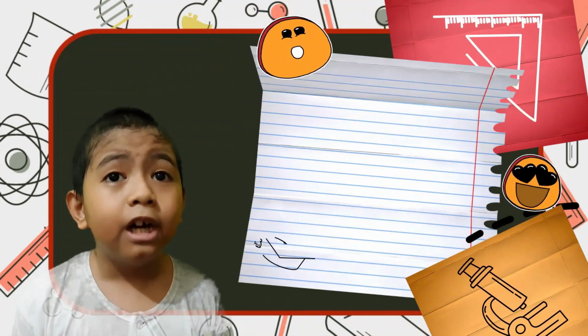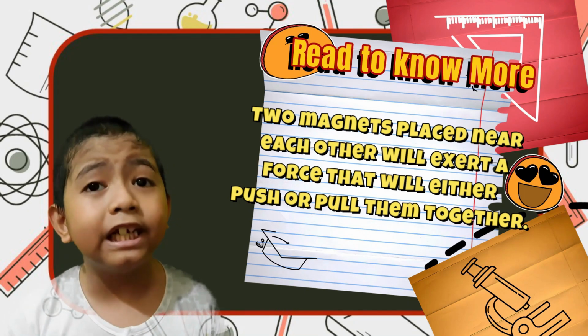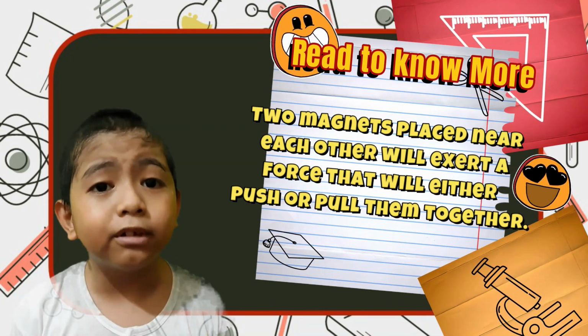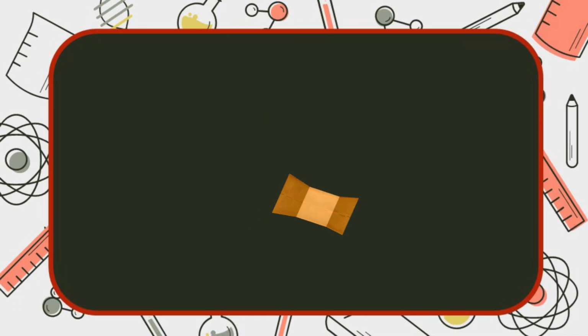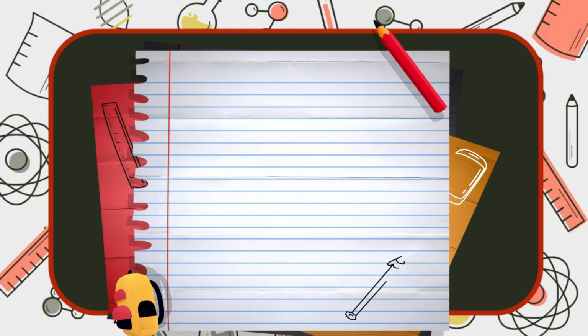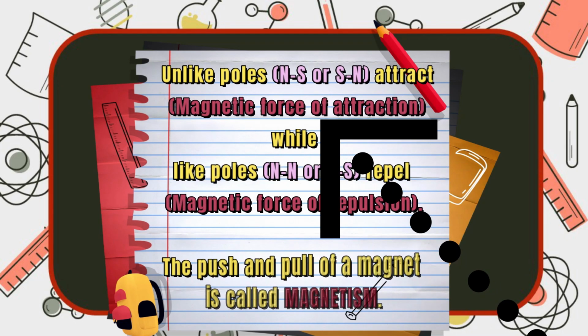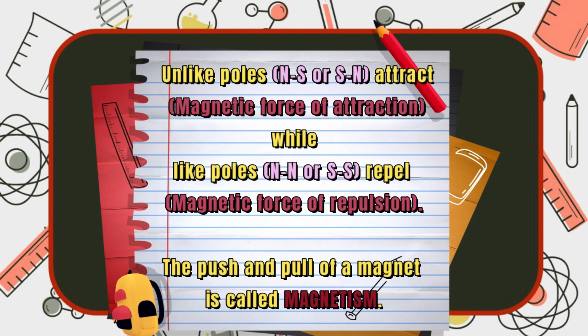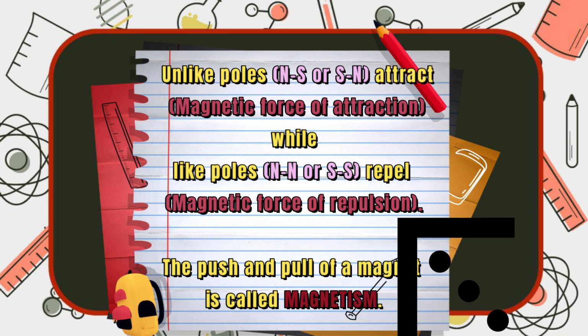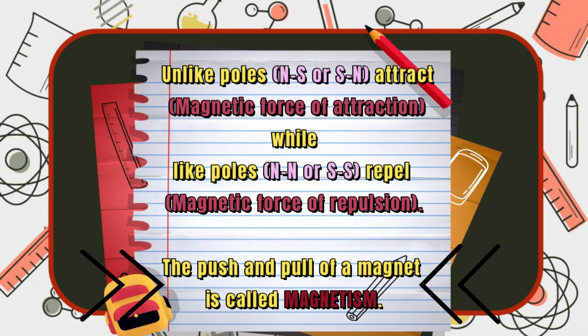Read to know more. 2 magnets placed near each other will exert a force that will either push or pull them together. Unlike poles, NS or SN, attract. It is called magnetic force of attraction. While like poles, NN or SS, repel. It is called magnetic force of repulsion. The push and pull of a magnet is called magnetism.